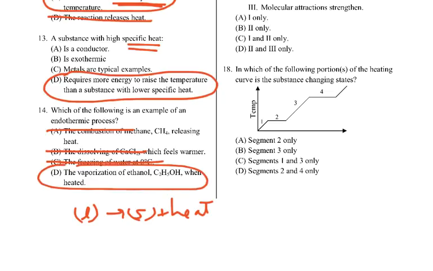The vaporization of ethanol, and that makes sense. Vaporization is liquid going into a gas, and we'd have to put heat into the liquid, put it on the more solid side, to turn into a gas. Okay, that's a G for gas. So the answer is D.